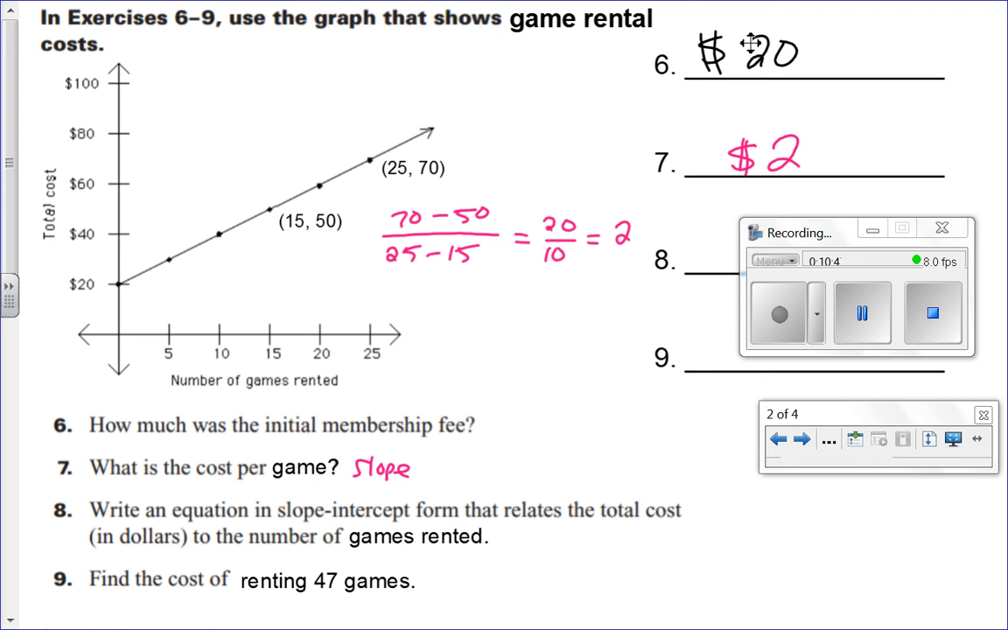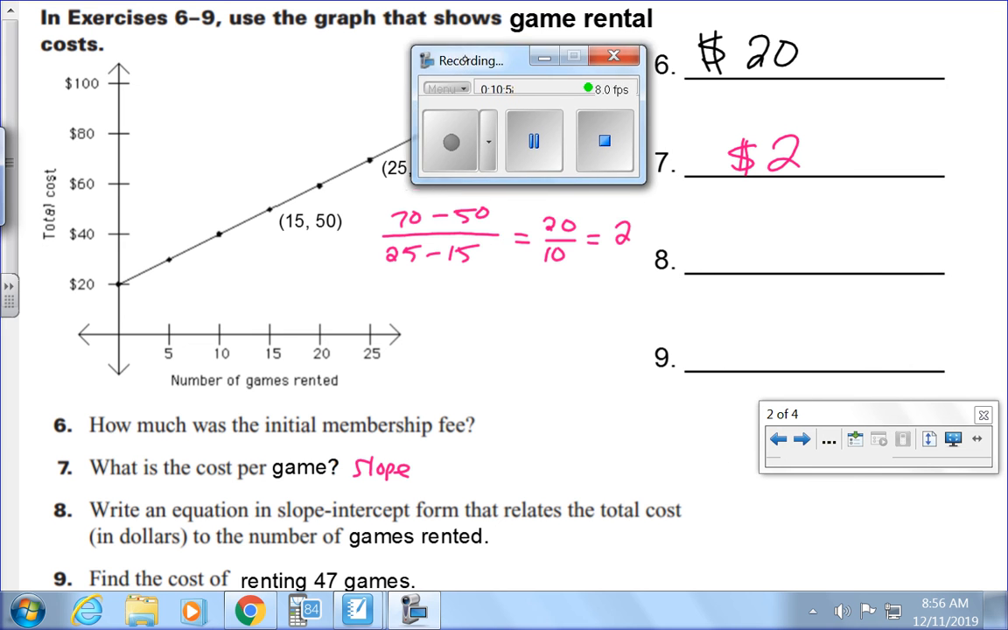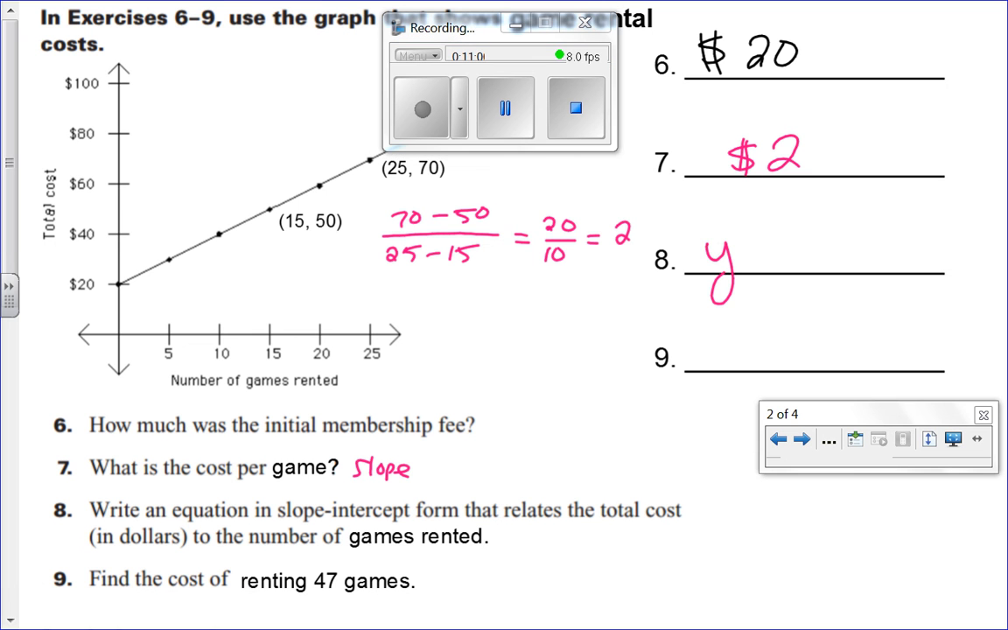All right, write an equation in slope-intercept form that's relating the total cost to the number of games. Well, we have our slope and our intercept, don't we? Yes, so that should be an easy one to use slope-intercept form. Y equals, somebody's saying it back there. Good job. Yeah, 2x. Good job. Ray got it. 2x plus 20, because the slope is 2.